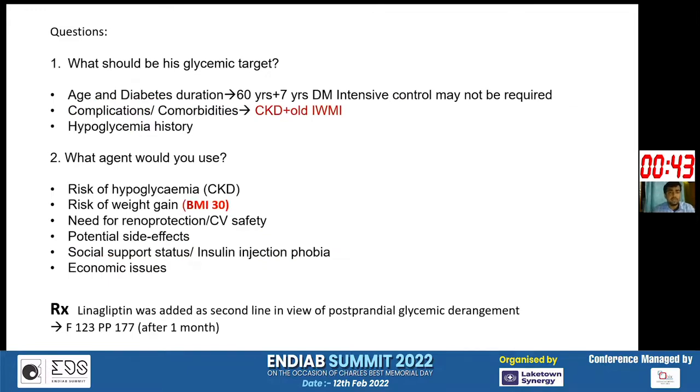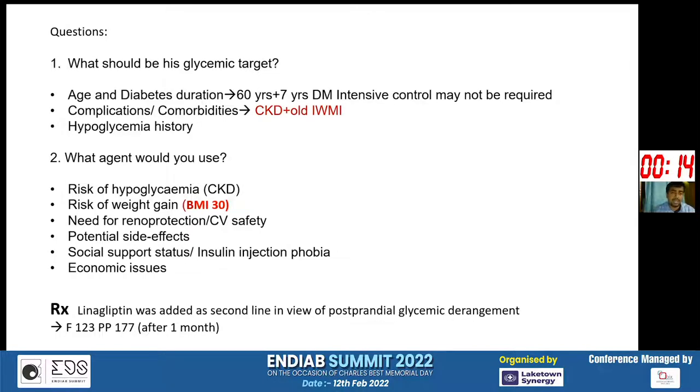Now, if we take the holistic approach, the first question should be, what should be the glycemic target? Like, this patient was 60 years old, diabetes duration was 7 years, and the patient had CKD and old inferior wall myocardial infarction. So very intensive control may not be required. And hypoglycemia history also has to be kept in mind.